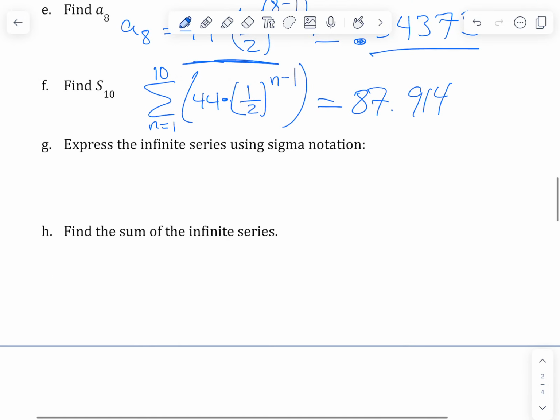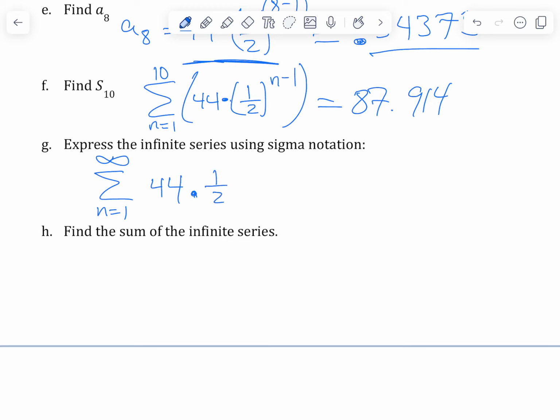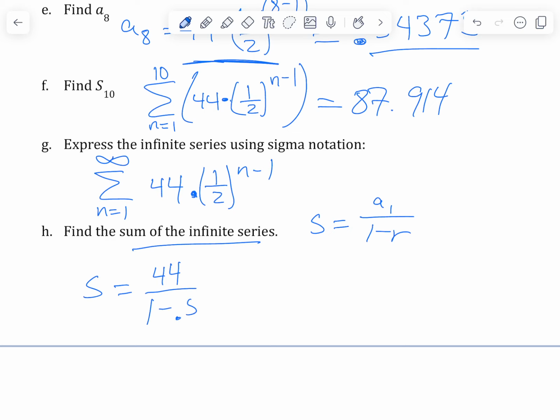Now it says express the infinite series using sigma notation. Well, it just means, hey, keep going forever. And it says find the sum of the infinite series. So for infinite, your formula is this. I might want to write that down for the note sheet. So it's going to be 44 divided by 1 minus 0.5, or 1/2, and you should get 88 as your answer.